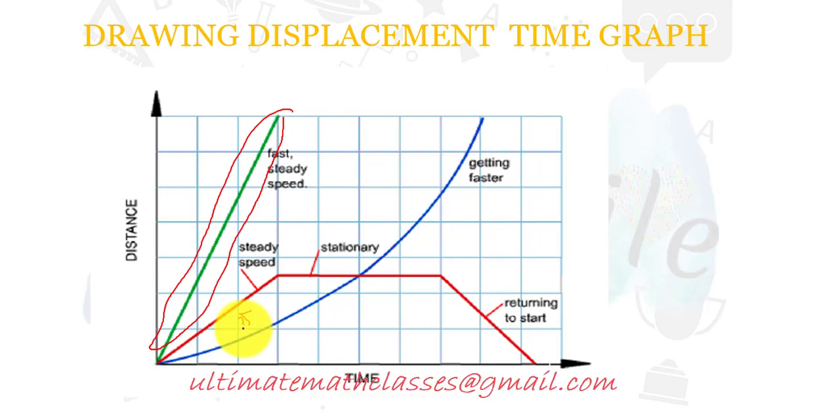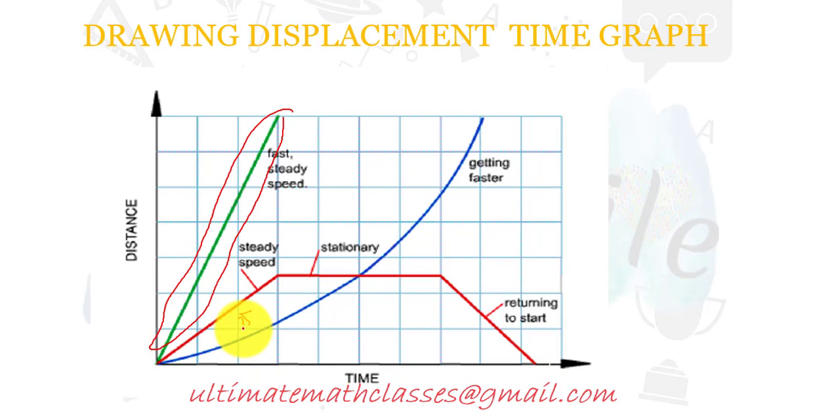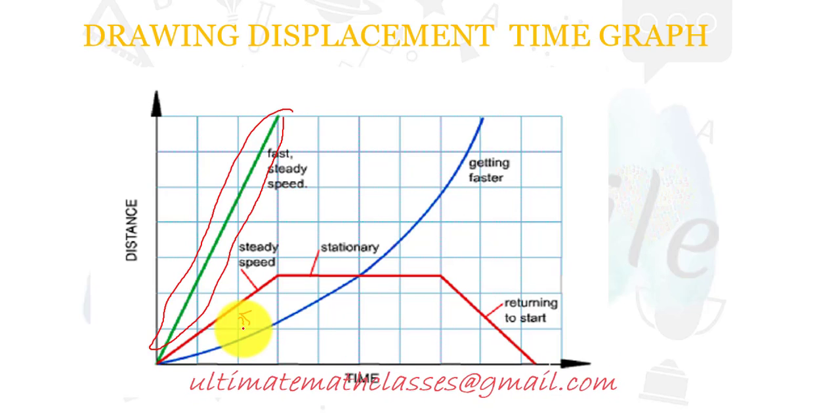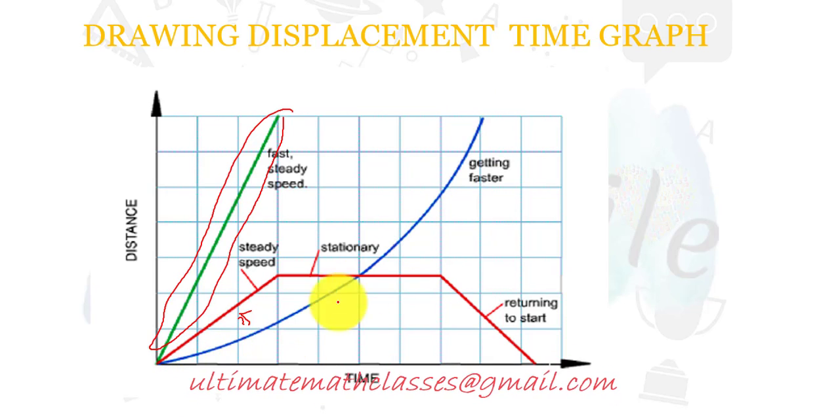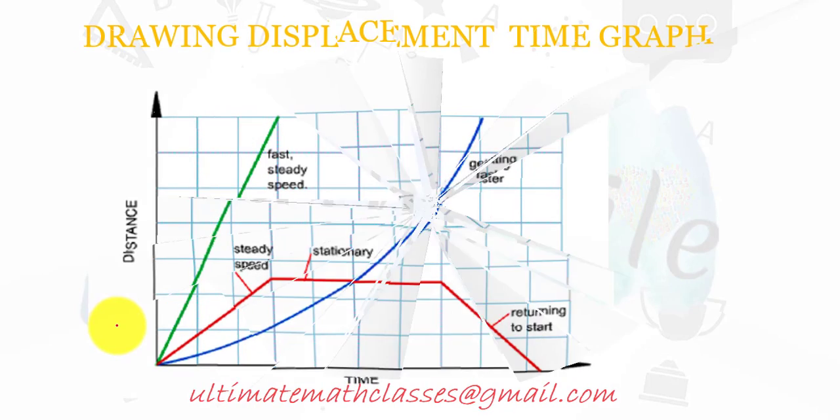We use a straight horizontal line to represent that. Now, when the particle is returning or moving backwards, we use a line with a negative gradient. And when the particle is getting faster, that's the blue line. And getting faster implies acceleration. Is that okay? Yes, please. Okay, so that is the summary of the displacement time graph.